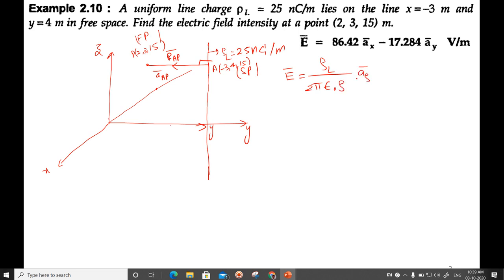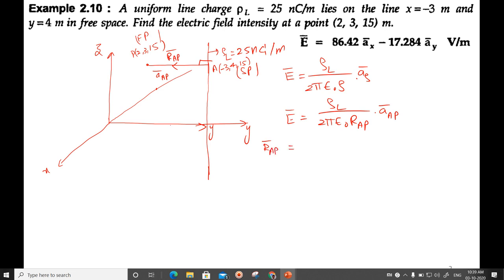Just I will rewrite the formula as per my convenience. So rho L by 2 pi epsilon naught. Here the distance rho is nothing but your R A P into a rho is a A P, because it is in radial direction, right? For the cylindrical surface. So a A P. Okay, rho L we know, epsilon everything. R A P we have to calculate. Let us calculate R A P.